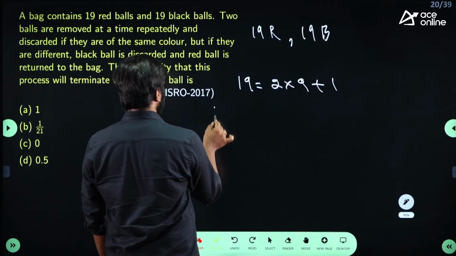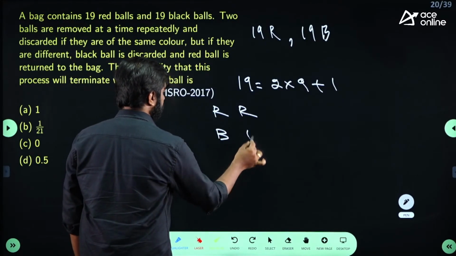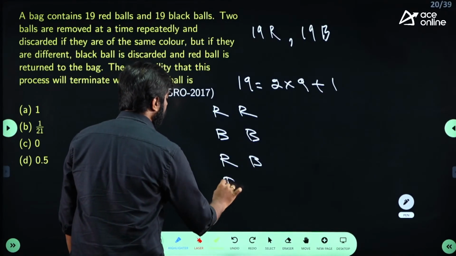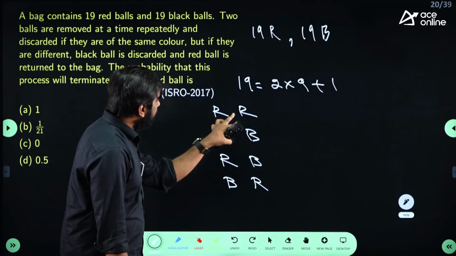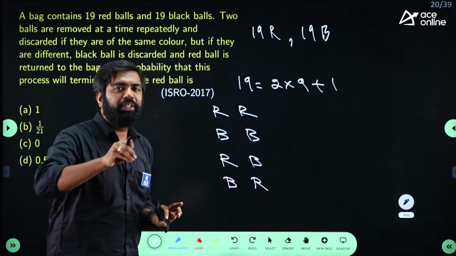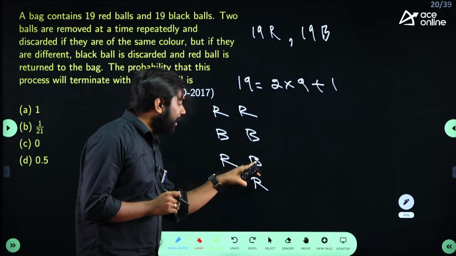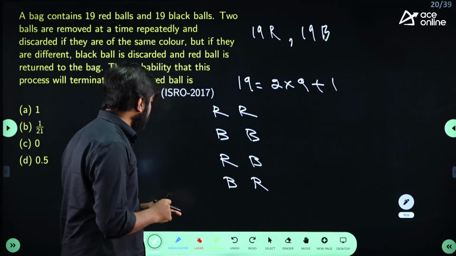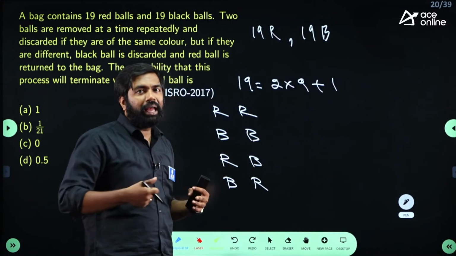The possibilities are both can be red, both can be black, or it can be red black or a black red. According to this problem, if you take red red or black black, you will never put those objects again into the bag. But if you take red black or black red, the rule says that you will take the red, put it in the bag, but you will discard the black itself.